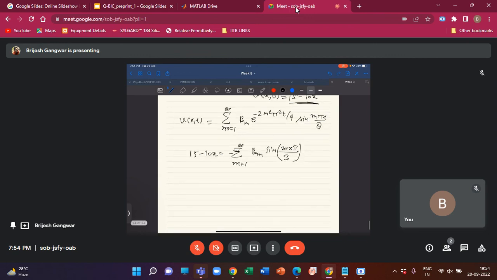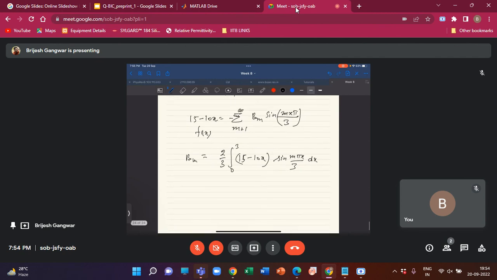Okay, so if you solve from these two conditions, from the Fourier series this Bm will be 2 by 3 integral from 0 to 3, 15 minus 10x, which is our f(x), times sine m pi x by 3 dx. Okay, so you will get from here 30 upon m pi and cos m pi minus 1.